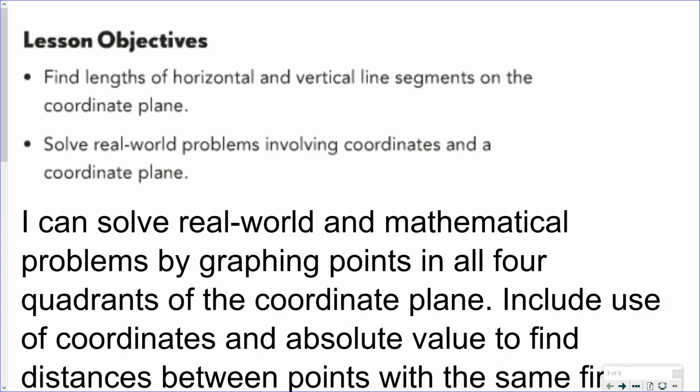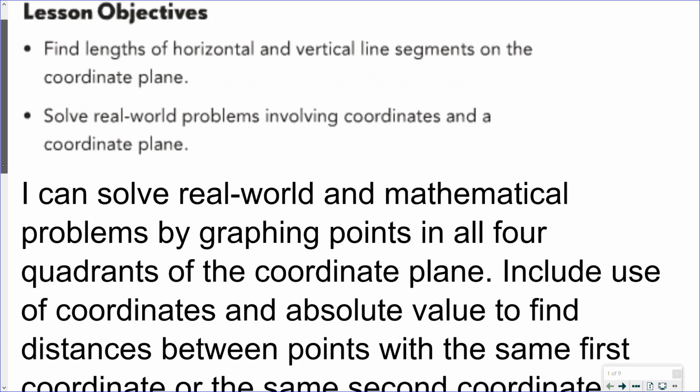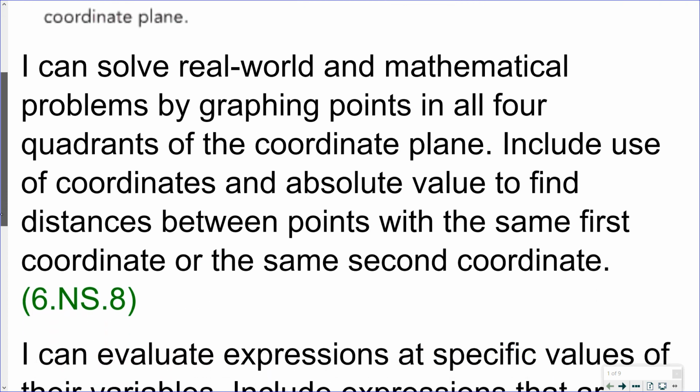For today's lesson, our objectives are to find the lengths of horizontal and vertical line segments on the coordinate plane. And then in our next lesson, we will solve real-world problems involving coordinates and a coordinate plane. And these are the standards that will be addressed in this lesson and the next one.